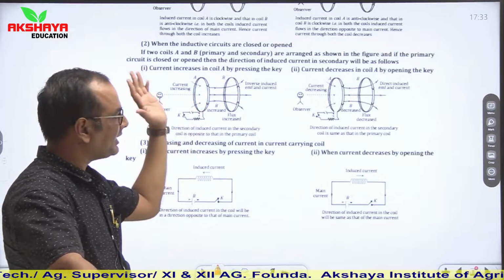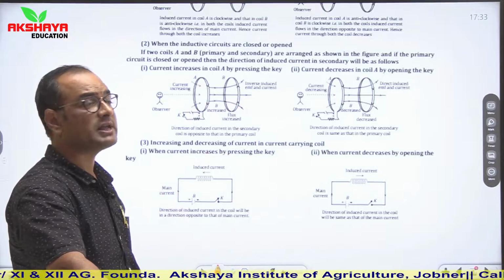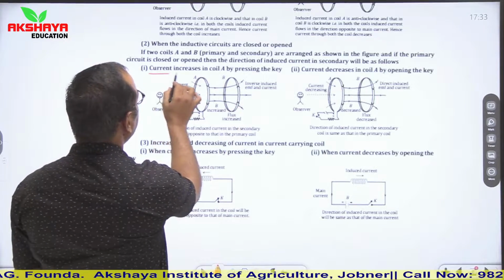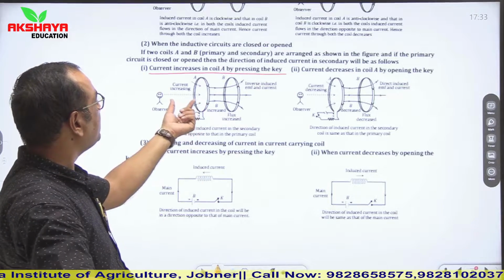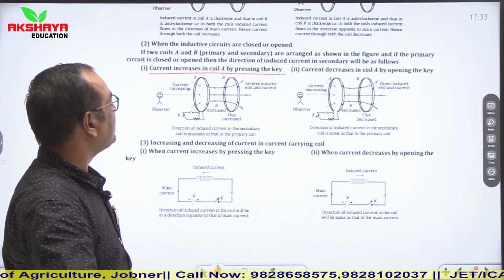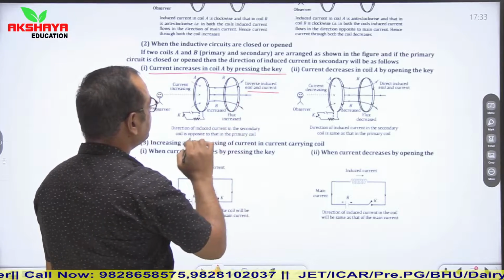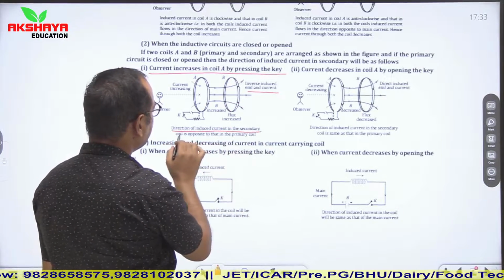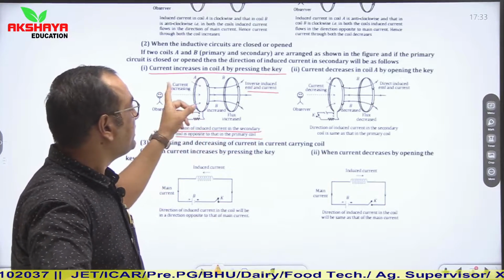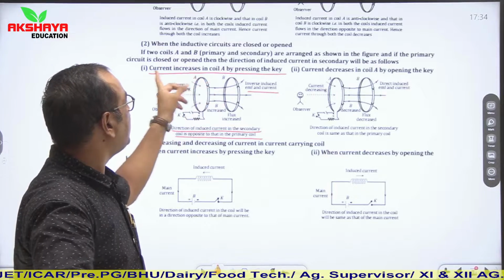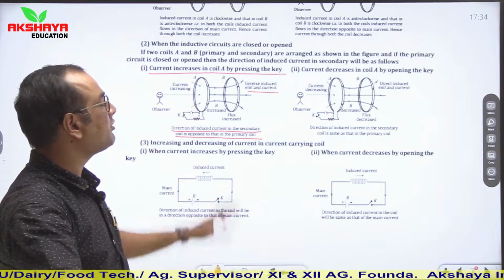Here we are given that current is flowing in the primary coil and induced EMF is caused in the secondary coil. First case, current increases in coil A by pressing the key. As we increase current in the primary coil by pressing the key, an inverse induced EMF and current is produced. So the direction of induced current in the secondary coil is opposite to that in the primary coil. So if the switch is pressed and current increases in the primary coil, then in the secondary coil the direction of induced current is opposite to that of the primary.